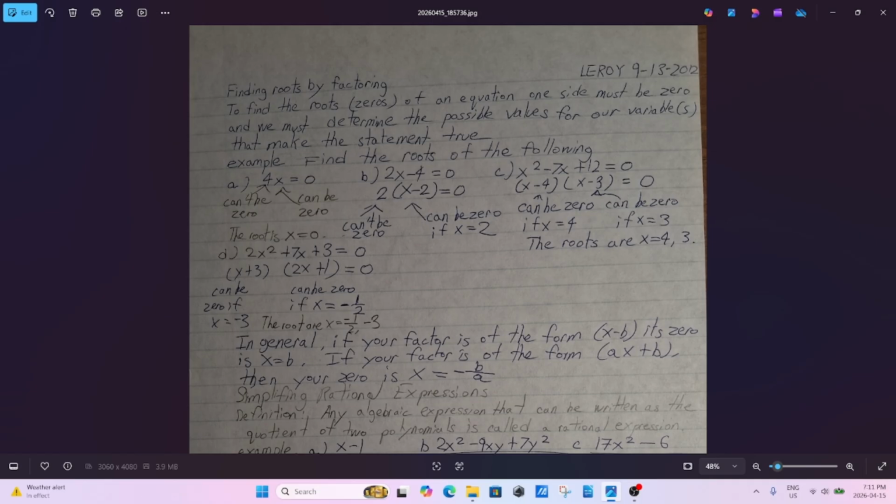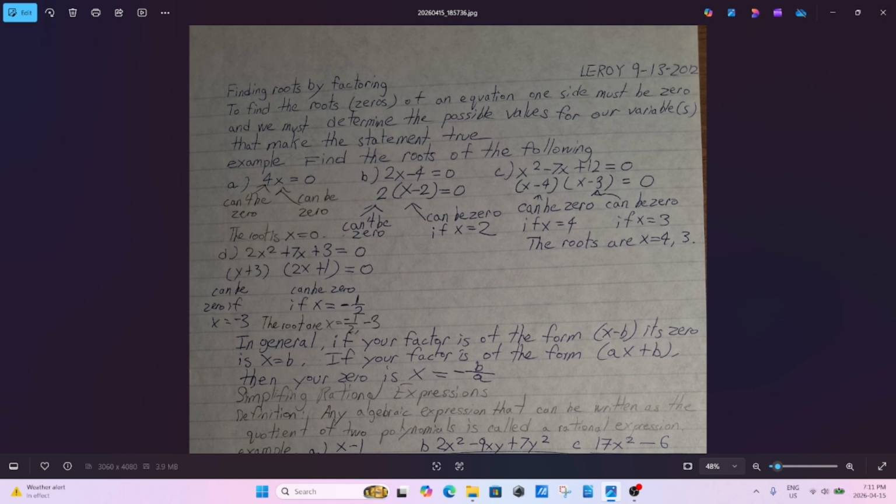Question C, x squared minus 7x plus 12 equals 0. This is x minus 4 times x minus 3 equals 0. And the equation can be 0 if x equals 4 and if x equals 3, so the roots are x equals 4 and 3.